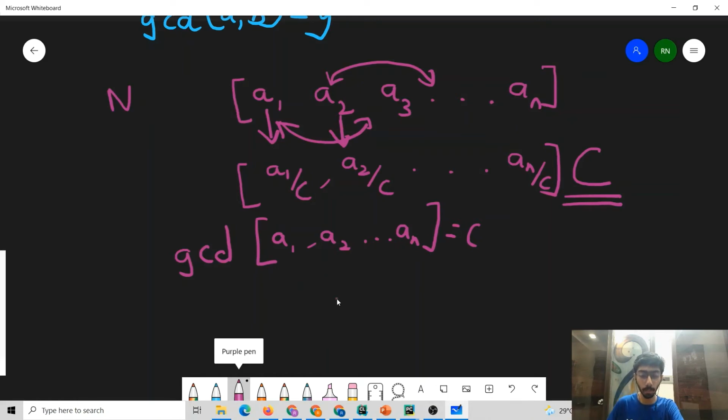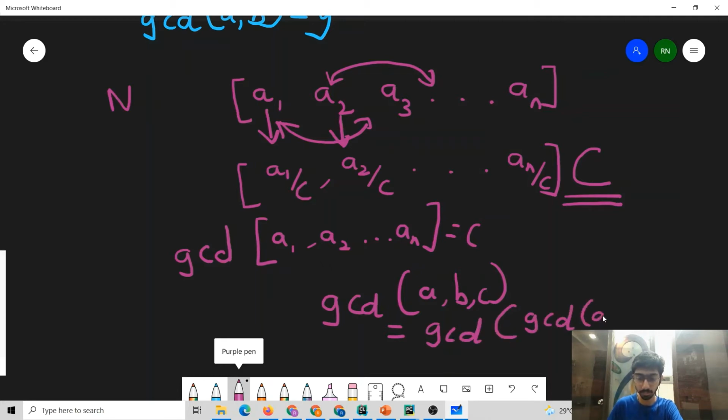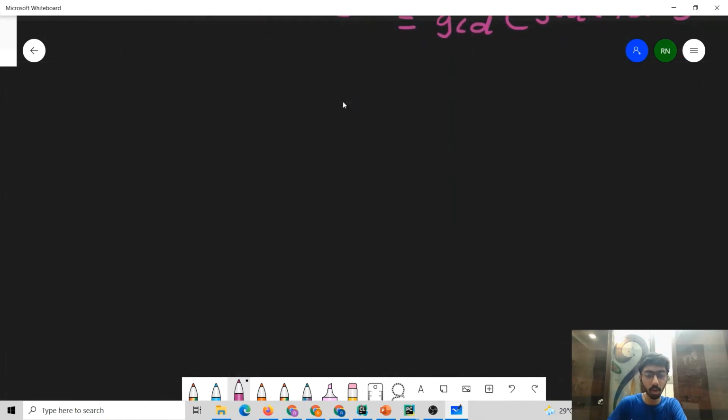Now we need to know a property of GCD, which is that the GCD of a, b, c is the same as the GCD of the GCD of a, b and c. Using this property, we can find the GCD of the entire array. How can we do that? In order to find the GCD of the entire array, we maintain some variable g. Initially, this variable g will be the GCD of a1 and a2.